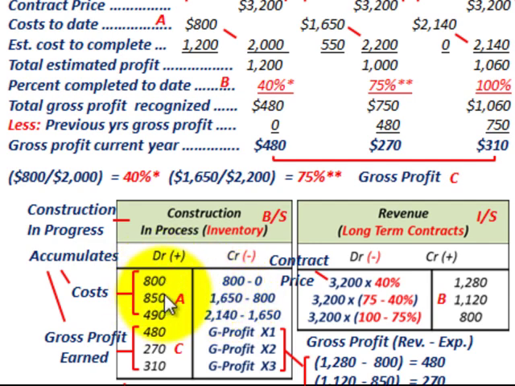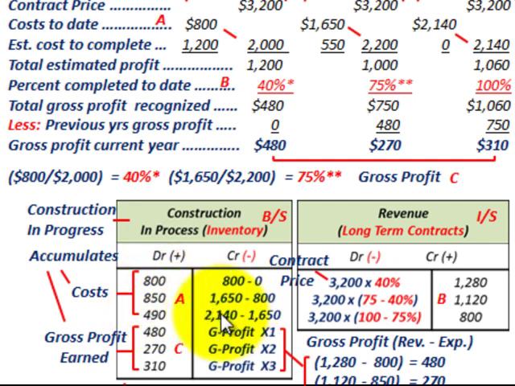Now this next year is $850. So this is what you have to go back and do. We take the cost to date for year 20X2, which is $1,650, and subtract the previous year 20X1 cost to date of $800. That gives us $850. So here's where we're starting to build up our construction in progress inventory account for the cost. We debit or increase that account for year 20X2 by $850.